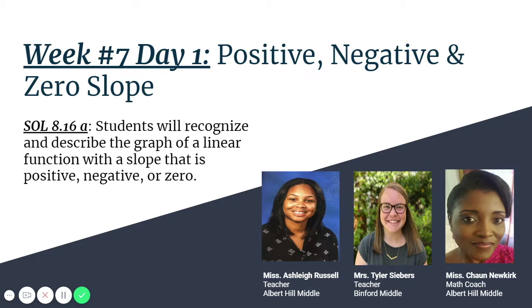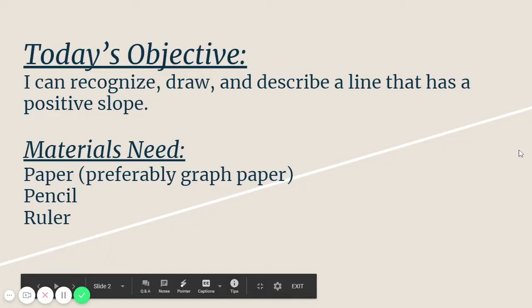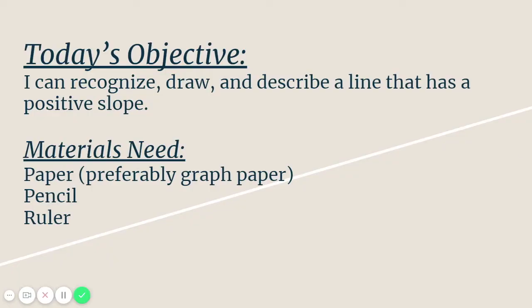This week's objective is positive, negative, and zero slope, SOL 8.16a, where students would recognize and describe the graph of a linear function with a slope that is positive, negative, or zero. Today's objective: I can recognize, draw, and describe a line that has a positive slope. Materials needed are paper, preferably graph paper, pencil, and a ruler.